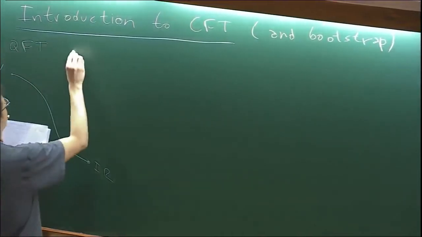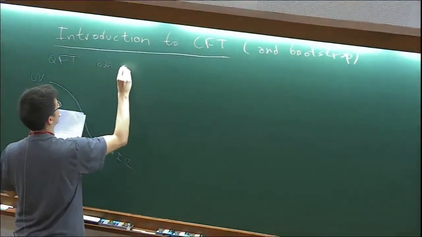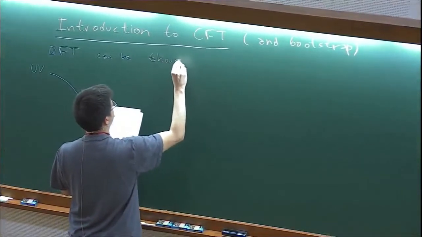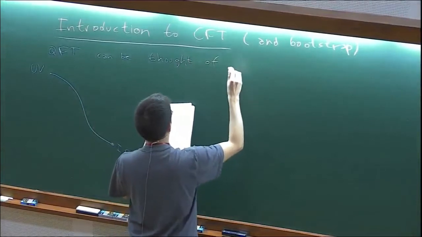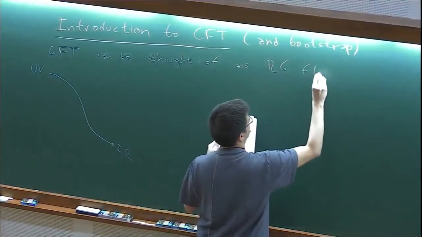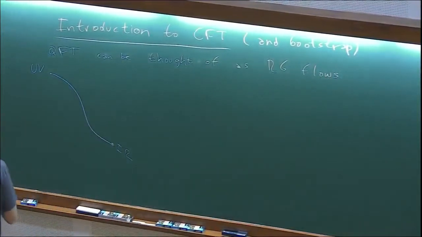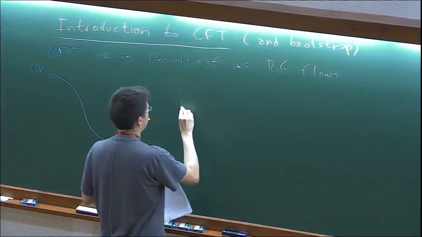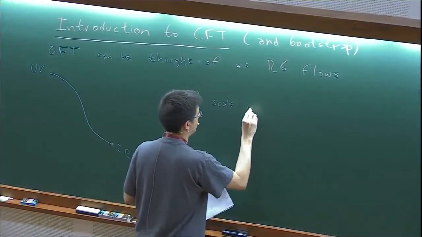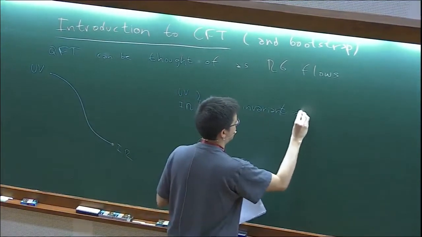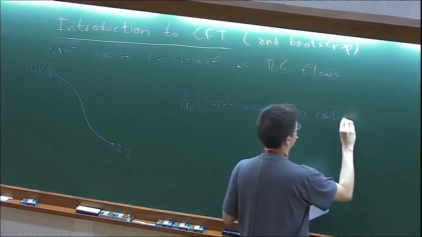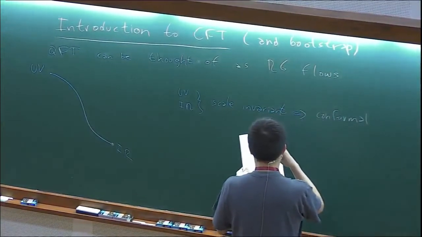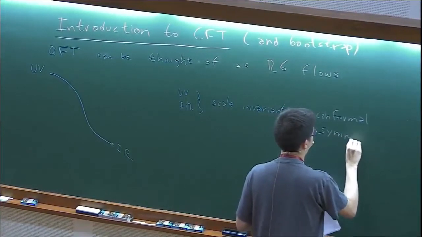QFT, quantum field theory in general, can be thought of as the study of RG flows. And this is the idea that quantum field theories depend on the scale at which we probe them. And at very high energies and at very low energies, we have fixed points. We expect that quantum field theories in these very extreme regimes are scale invariant. So in the UV and in the infrared, we expect scale invariant theories. And this is usually embedded in a bigger symmetry group called conformal symmetry. So scale invariant theories are also expected to have conformal symmetry.